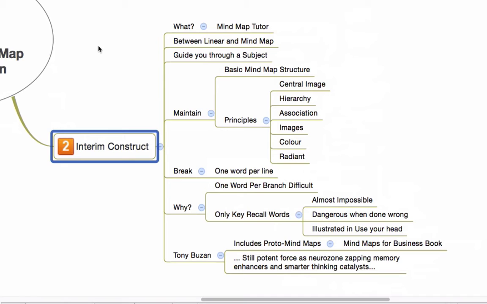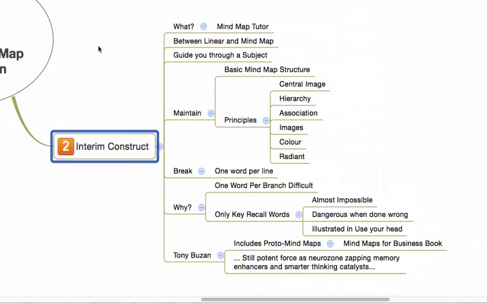The mind map tutor maintains the basic mind map structure. The principles of having a strong central image, hierarchies, associations, images, color, and radiant thinking are all incorporated in this mind map tutor. I do break one important rule, however, and that is the one word per line rule. For those of you who know Tony Buzan's mind mapping laws, you know this is quite important to him. But I found creating mind maps that I could share with one word per branch very, very difficult to do.